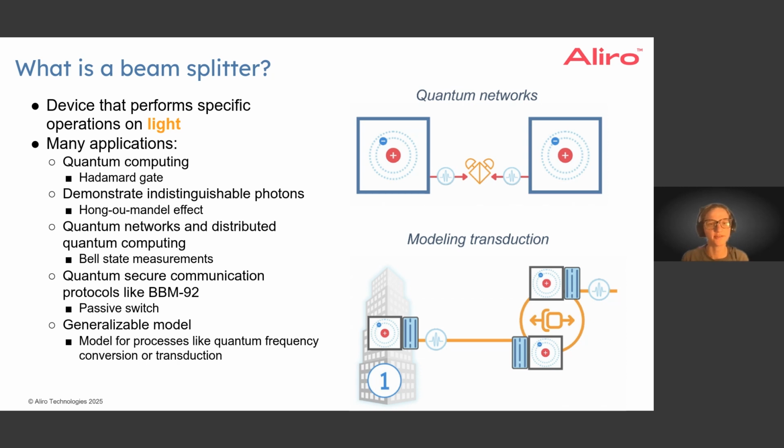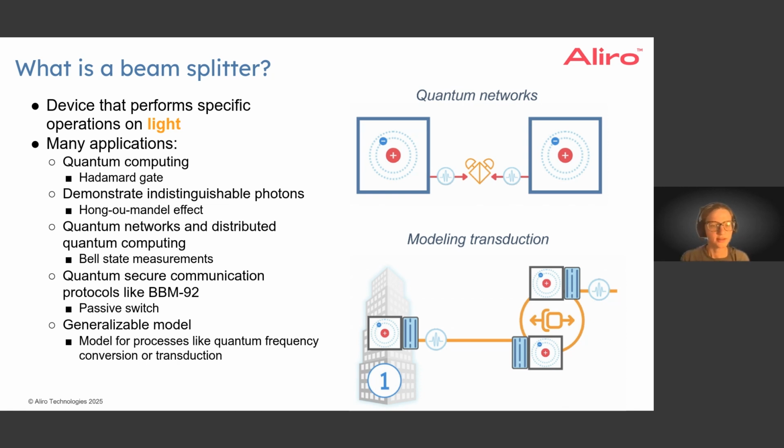Beam splitters have a lot of applications. They have applications in quantum computing. In photonic quantum computing, they can be used as Hadamard gates. They have applications in demonstrating indistinguishable photons through the Hong-Ou-Mandel effect. They're used in quantum networks and in distributed quantum computing to perform Bell state measurements.